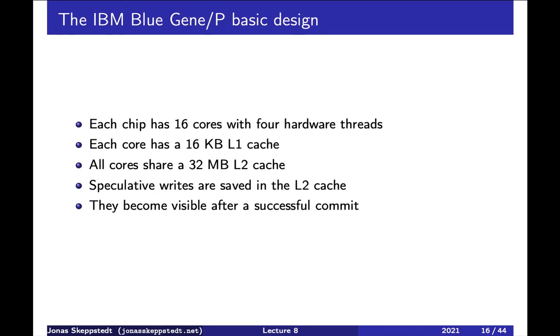Okay, some parameters. Each chip has 16 cores with up to 4 hardware threads, as mentioned before, and each core has 16 kilobytes of first level cache. That's quite small, and these cores share a 32 megabyte second level cache. So as mentioned, the speculative writes are saved in the L2 cache, and after a commit they become visible to other threads.